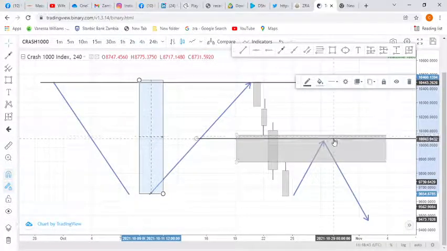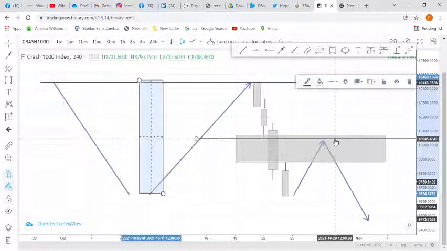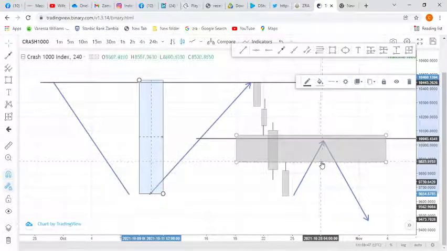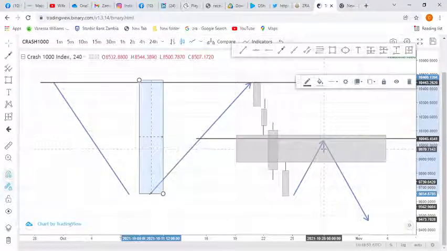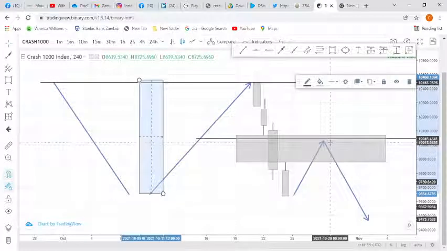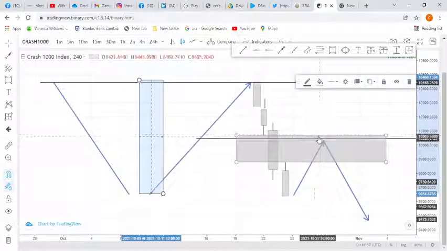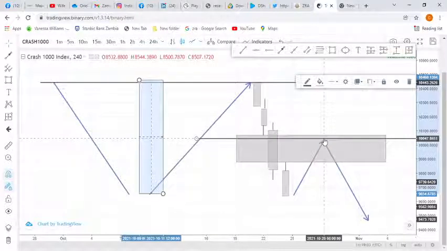Yes, you should have a precise entry. You can mark that precise entry from there. But when it comes to entering the market, you can make an order at 50% of here, or even 100%. Then your stop loss will be above this zone.